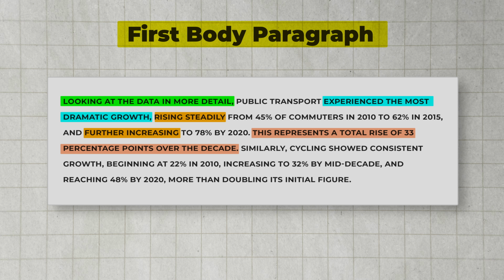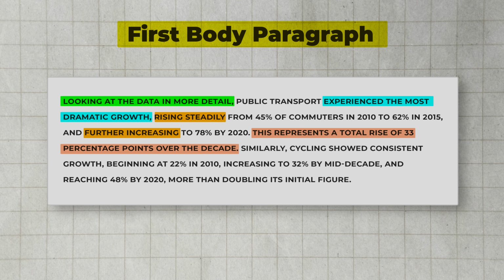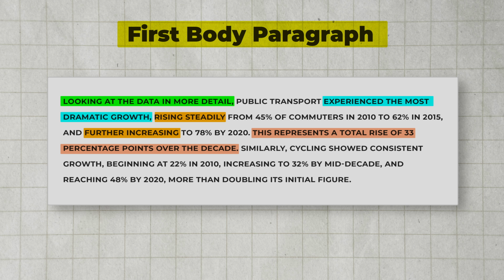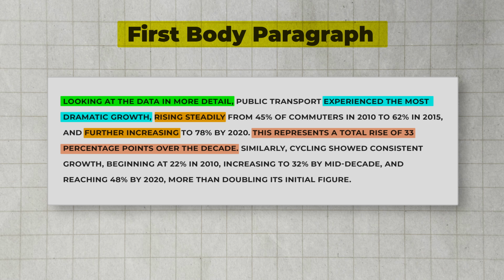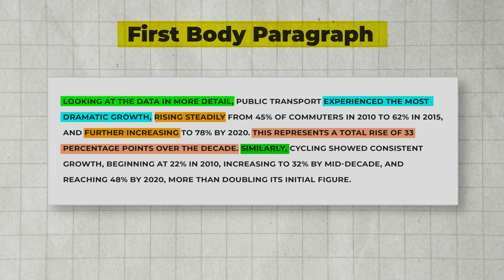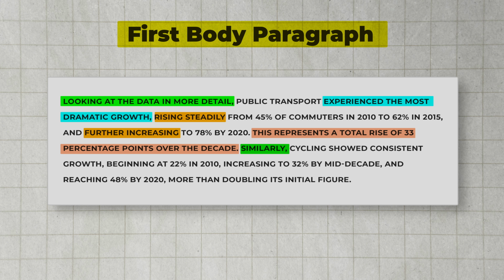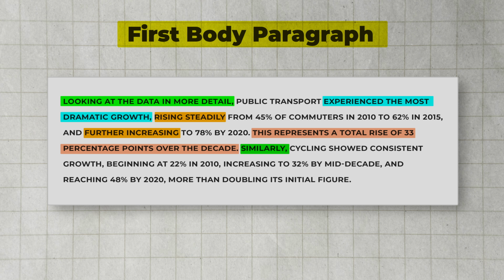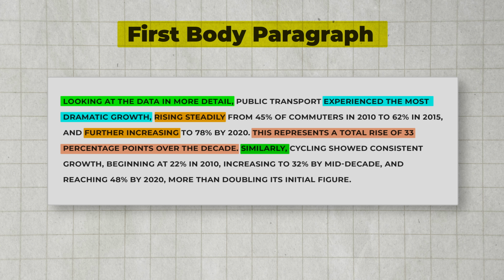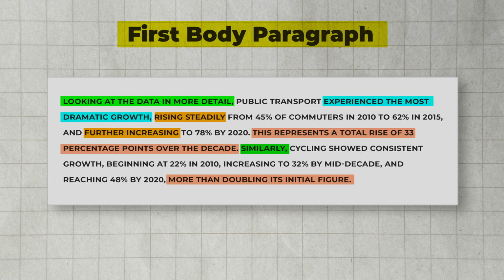Similarly, cycling showed consistent growth beginning at 22% in 2010, increasing to 32% by mid-decade, and reaching 48% by 2020, more than doubling its initial figure. Here's how I used another linker. Similarly, that shows that the upcoming information is going to be about another category that experienced a similar trend. And again, I went from describing the trend to more detail and then summarizing by comparing the beginning and the ending by saying more than doubling its initial figure.